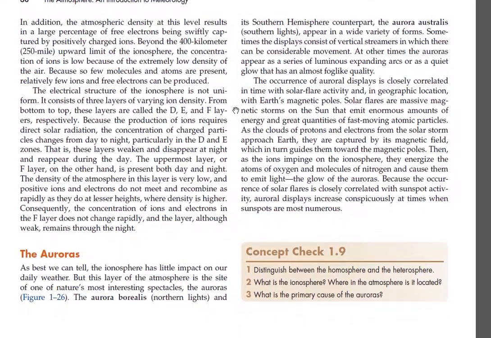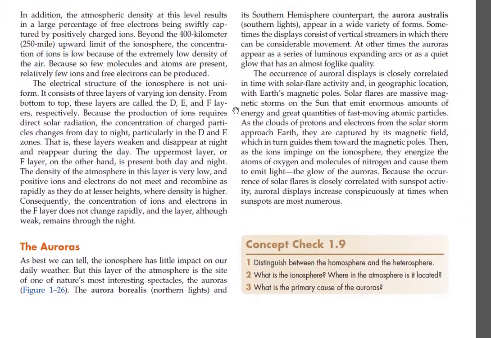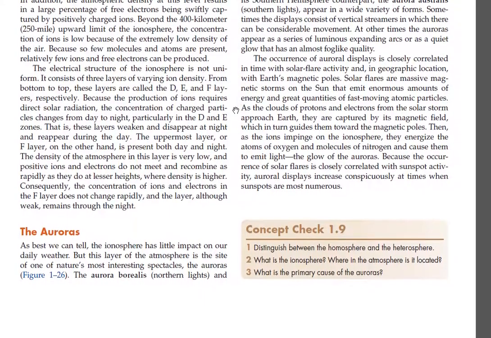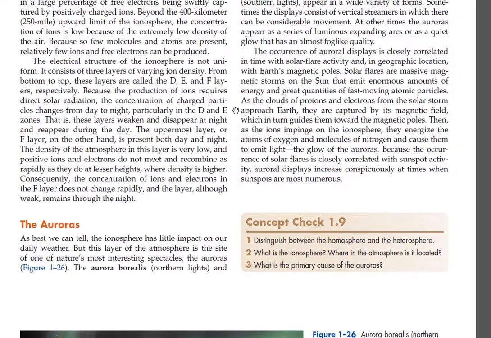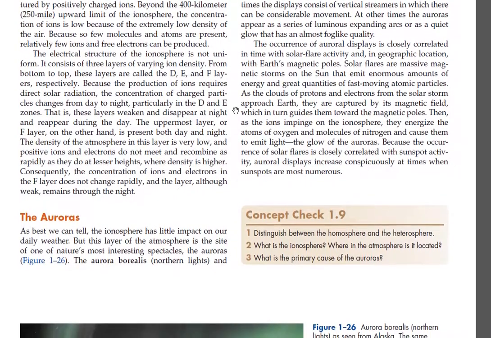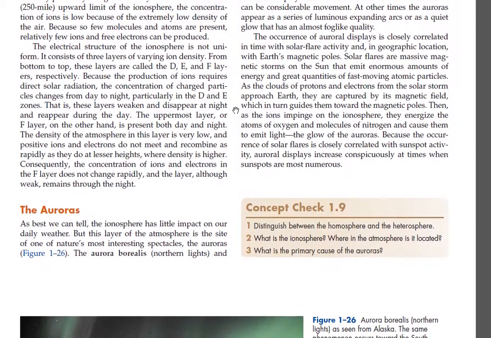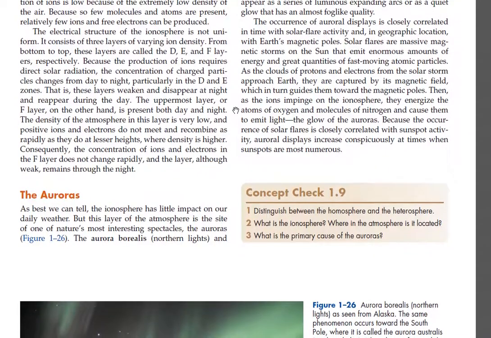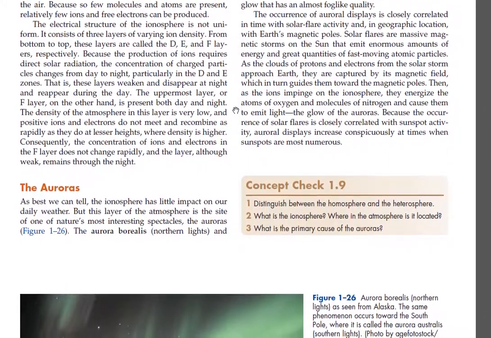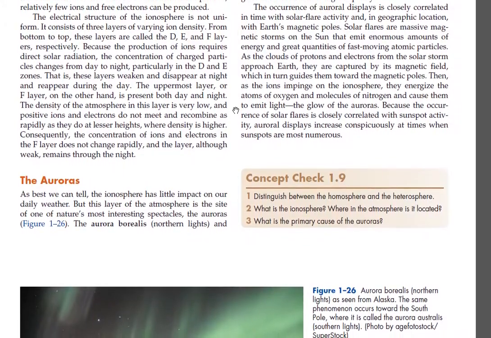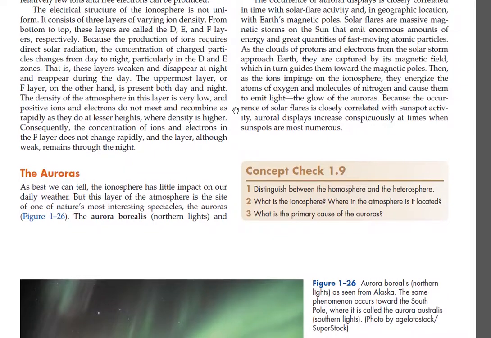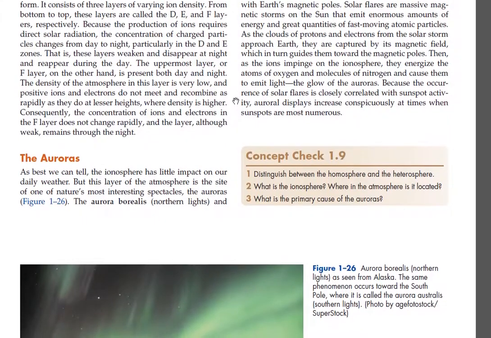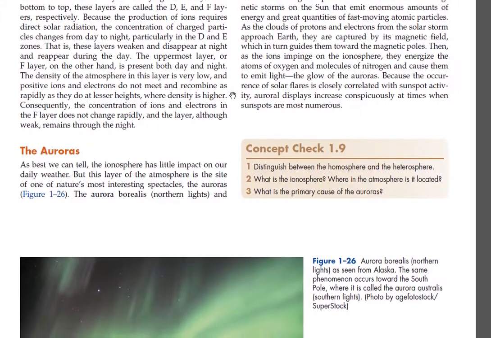Solar flares are massive magnetic storms on the Sun that emit enormous amounts of energy and great quantities of fast-moving atomic particles. As the clouds of protons and electrons from the solar storm approach Earth, they are captured by its magnetic field, which in turn guides them toward the magnetic poles. Then, as the ions impinge on the ionosphere, they energize the atoms of oxygen and molecules of nitrogen and cause them to emit light, the glow of the auroras. Because the occurrence of solar flares is closely correlated with sunspot activity, auroral displays increase conspicuously at times when sunspots are most numerous.